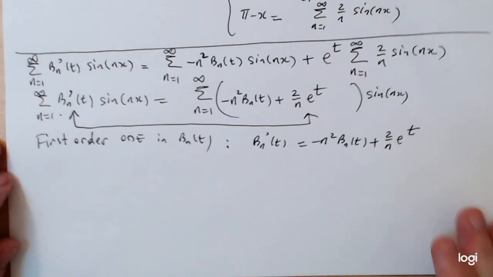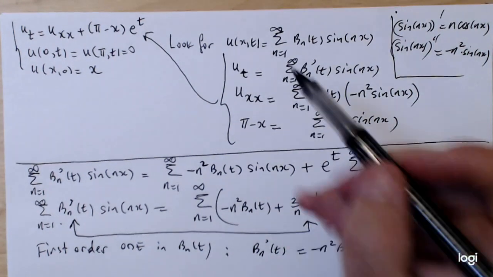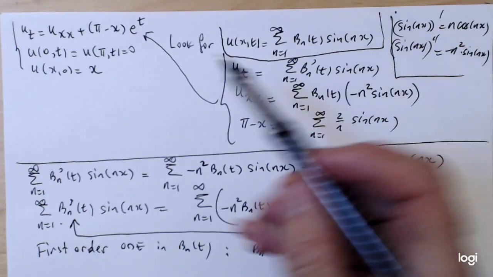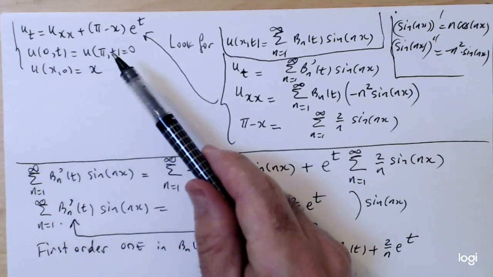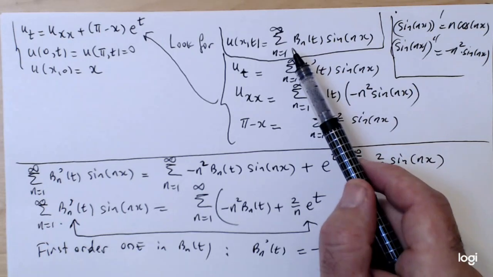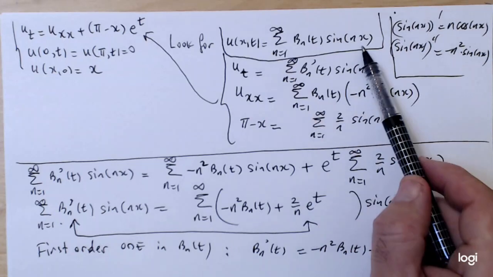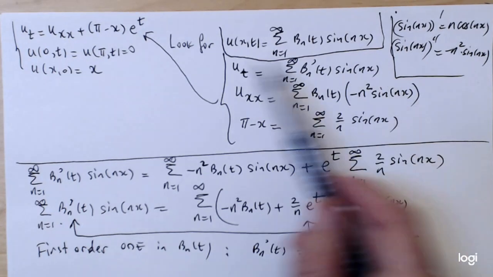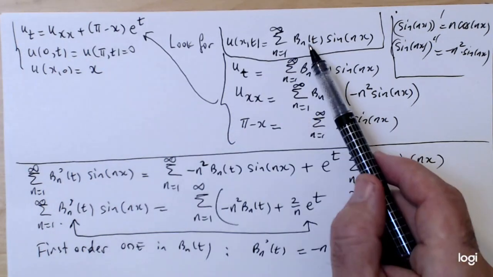Now we have to go back and carefully look at the boundary conditions. All right. So remember, we are looking for a solution in this form. I want you to see carefully that the homogeneous boundary conditions are satisfied no matter what bn of t is. Okay. So when I plug in 0 for x, so u of 0, t, sine of 0 is 0, sine of n pi is 0. So these are already satisfied. They don't give us any new information about bn of t.